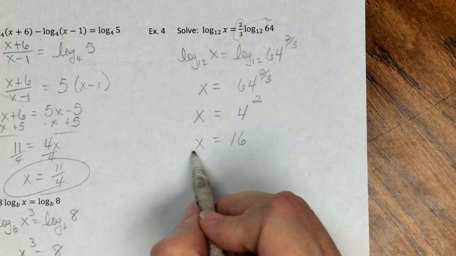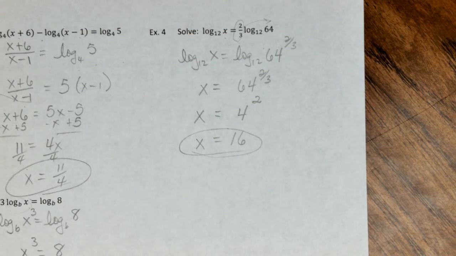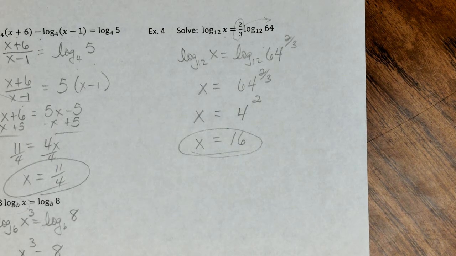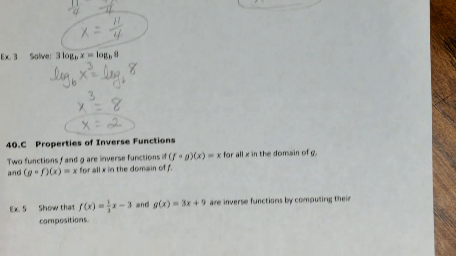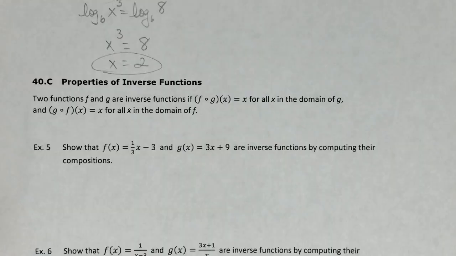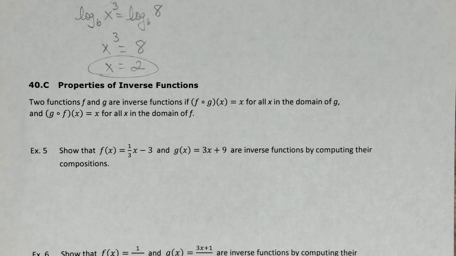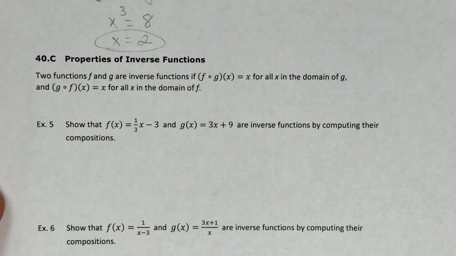16 would be the argument. It is positive, so we know that's fine. And that's it. We're done with part B. Part C, you've been doing this already. Okay, part C is about properties of inverse functions.